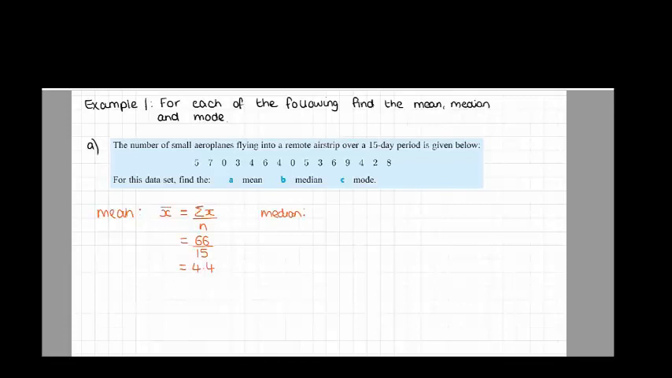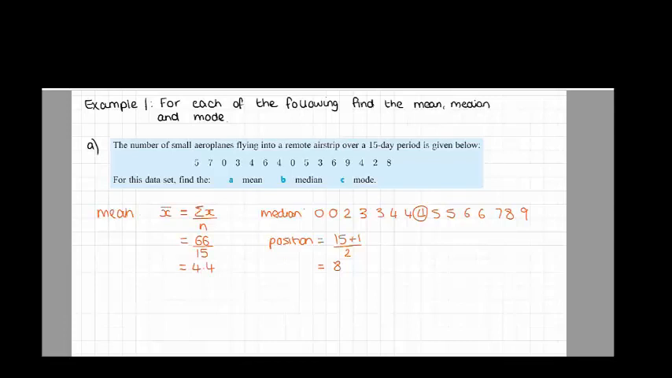Now with the median, what we need to do first is we need to order the values from smallest to largest. And if we do that, we'll end up with, and so to find the median, we just want to find the middle number. Now if you want to know the position of the middle number, you can use this formula to find the position. So the position of the median is how many numbers we have plus 1 divided by 2, which gives us 8. So the 8th number along is going to be our median, which will be this 4 here.